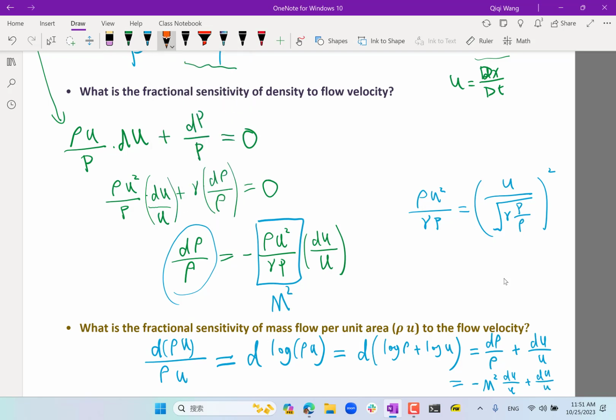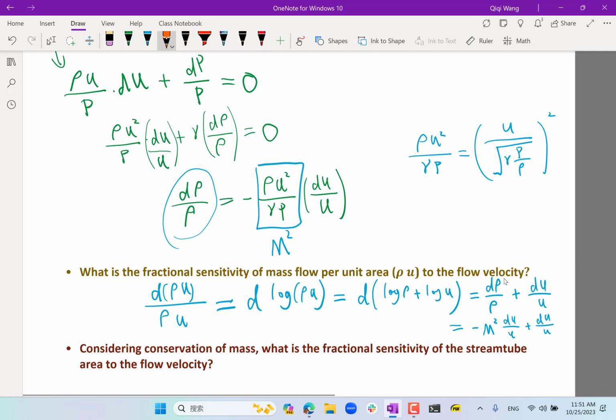So let's just collect these terms. So that's 1 minus Mach number squared, du over u. All right, so again, if Mach number is 0, we recover the previous result, right? A fractional change in the mass flow per unit area is equal to the fractional change in the velocity itself, in incompressible flow. But if Mach number squared is equal to half, then as velocity increases by 1%, the mass flow per unit area only increases by 0.5%, right?